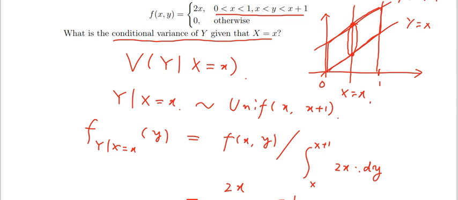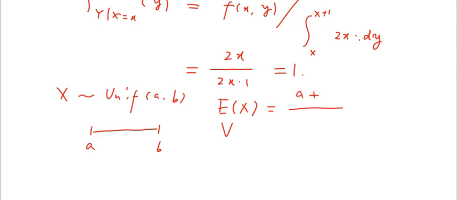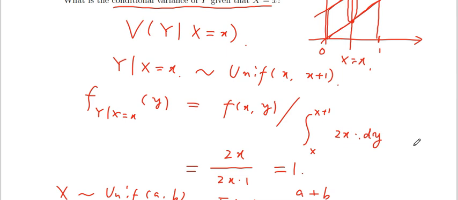Once we know this, for a uniform distribution we have this result. Suppose x follows a uniform distribution from a to b, then the mean is the midpoint, and the variance is (b minus a) squared over 12. So here the variance is just 1 over 12, since the length is 1.